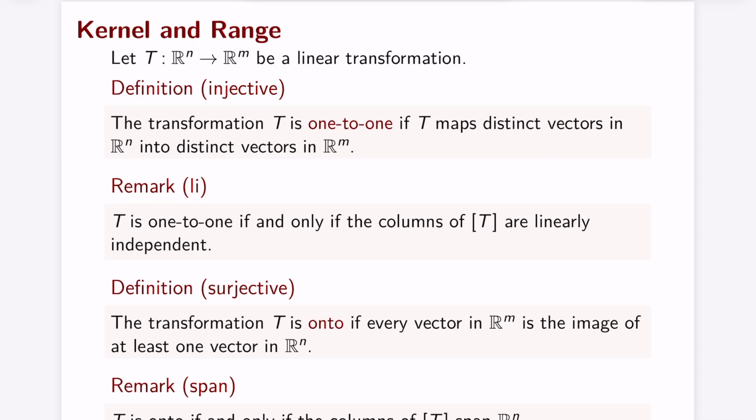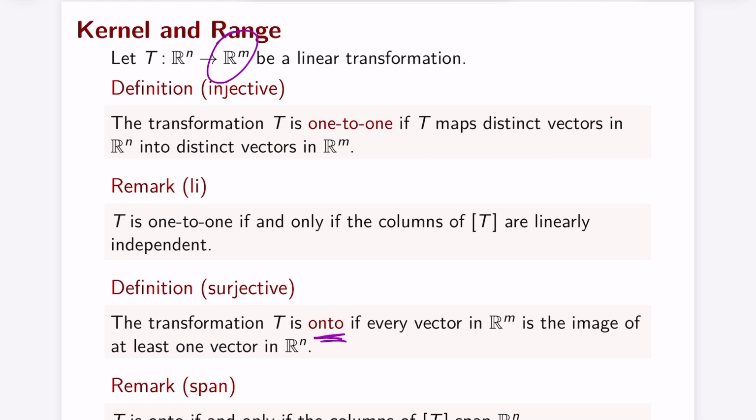Surjective, you also know that a function is surjective when everything in the codomain is the image of something in the domain. So we can say that this transformation is surjective, or onto, if every vector in Rm, in the codomain, is the image of at least one vector in Rn. It cannot be that there are elements in the codomain that don't come from anything. So in order to be surjective, everything has to come from something in the domain.